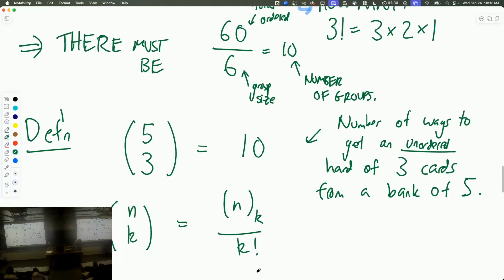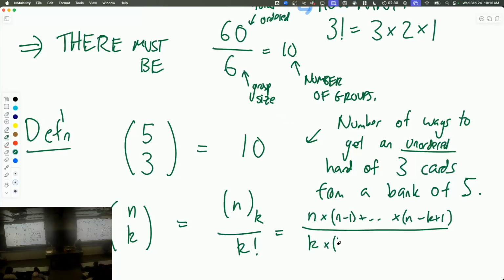If you were going to write this out, you could write it like this: n times n minus 1 times dot dot dot all the way up to n minus k plus 1, the thing we had before with k items, divided by k times k minus 1 times dot dot dot times 1, also with k items, but starting at k.